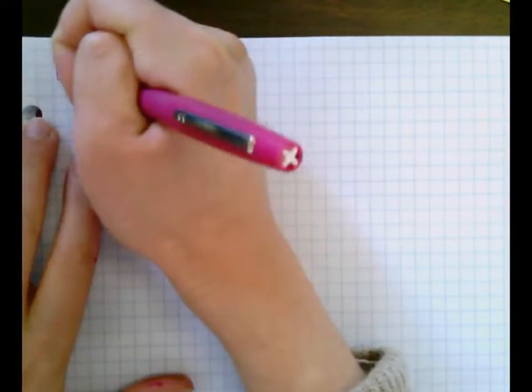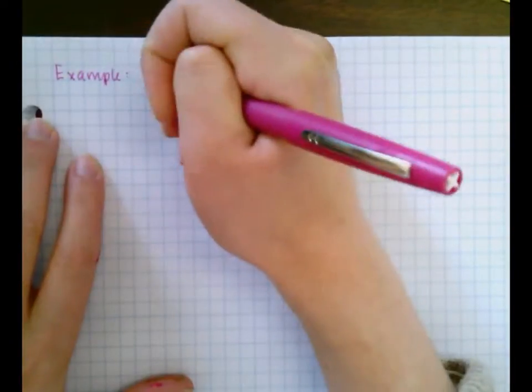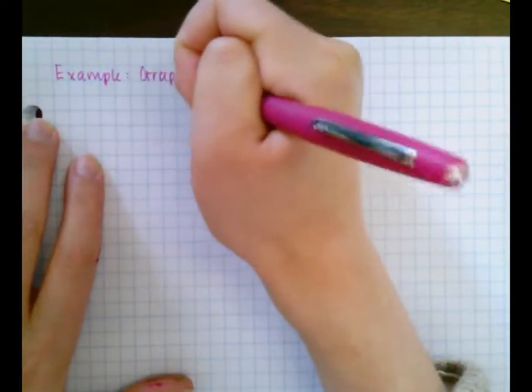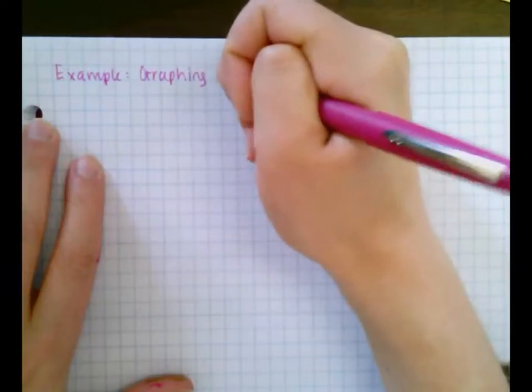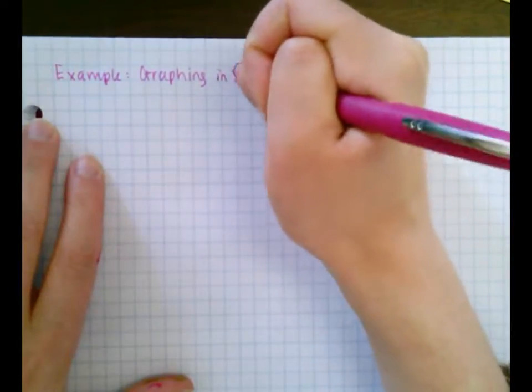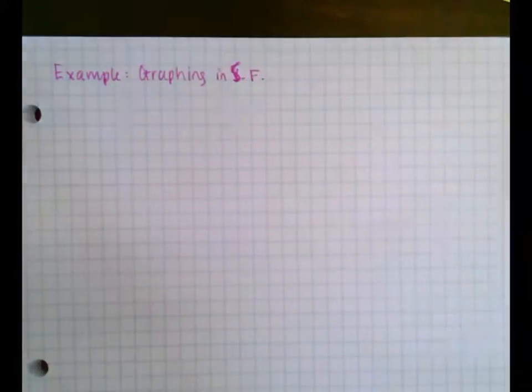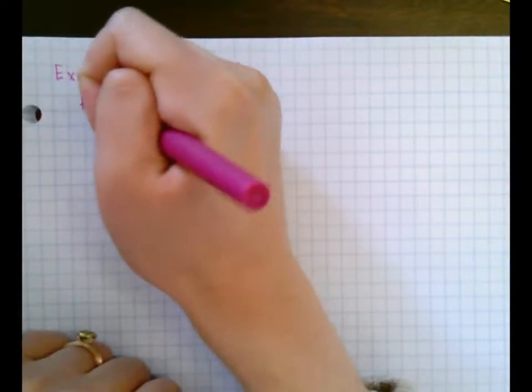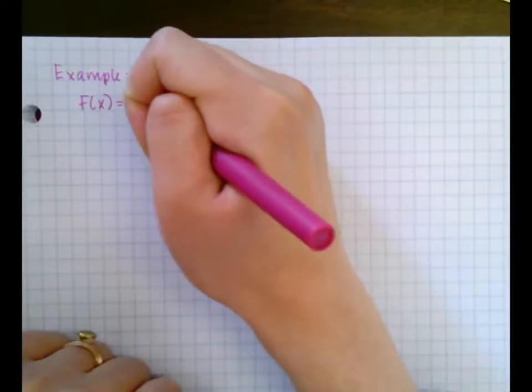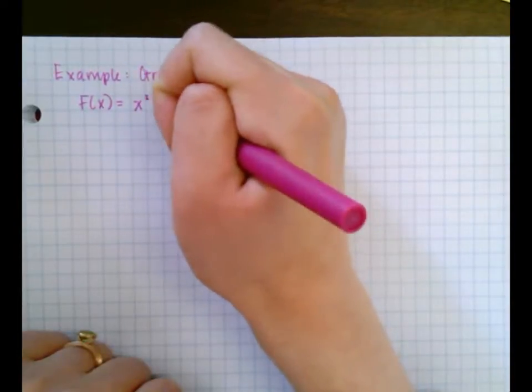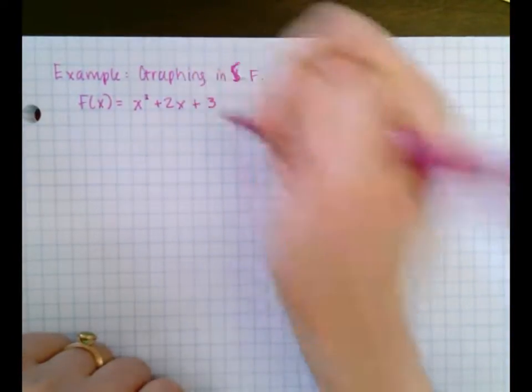Now, before I finish the notes, I do want to do one example where I show you how we can use this process to then plot points and graph. Okay, so my next example is going to be graphing in the standard form. Okay, so we're going to look at this function, f of x equals x squared plus 2x plus 3.